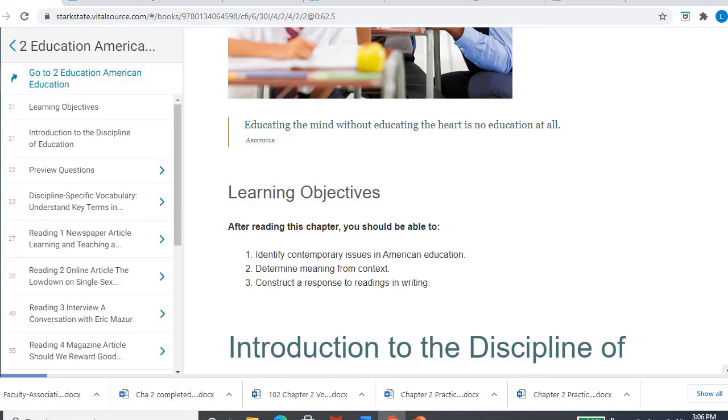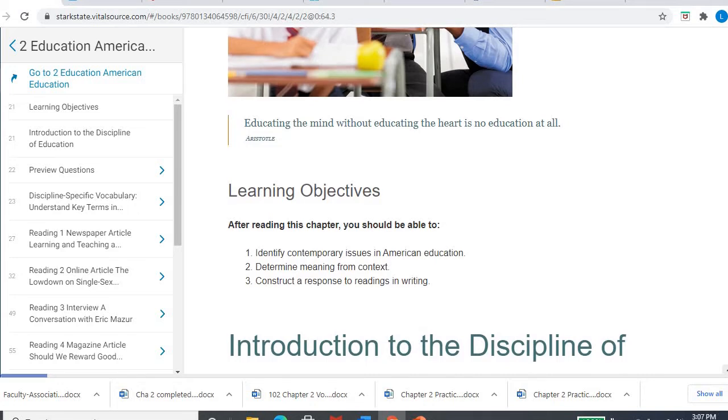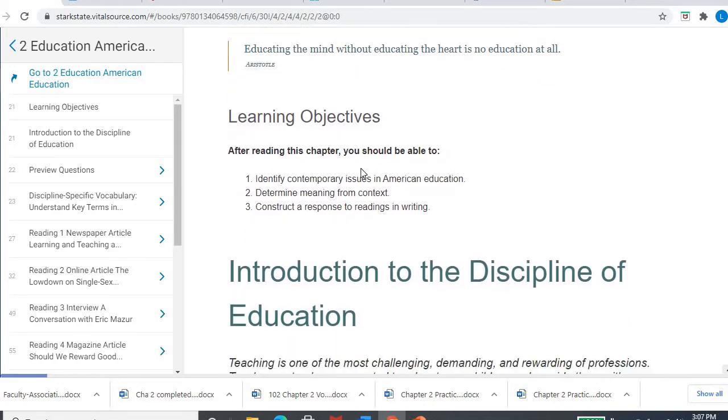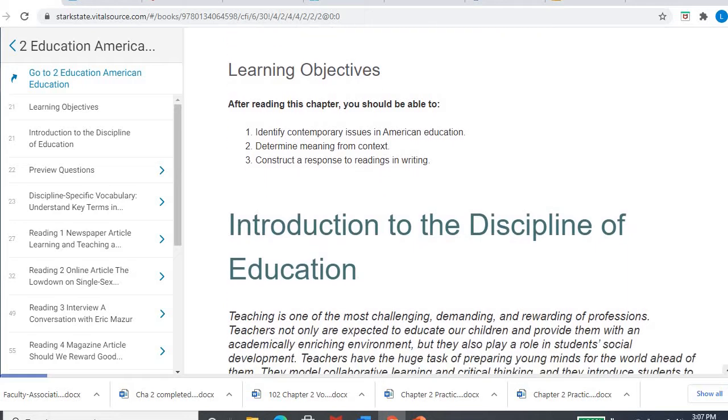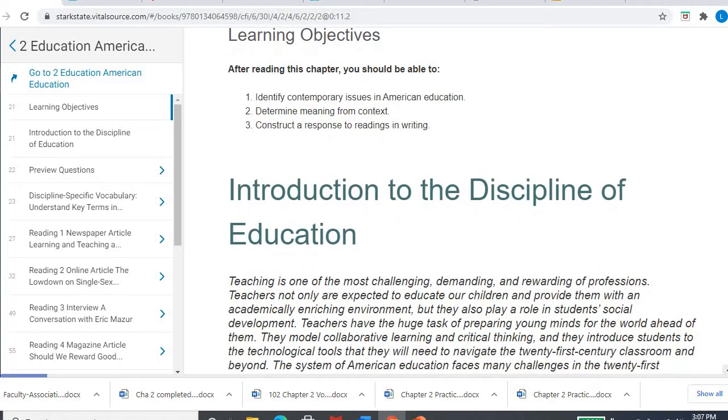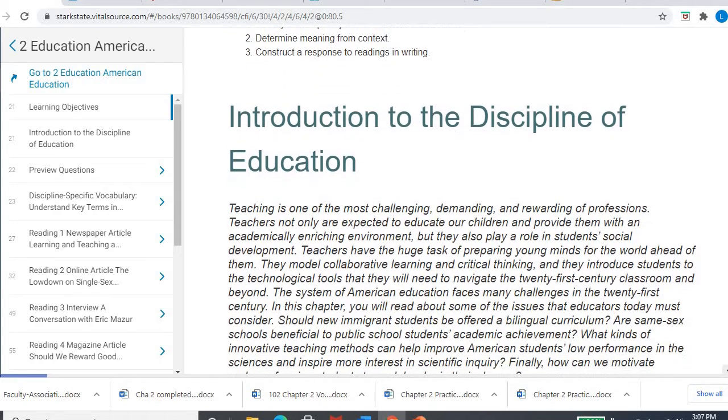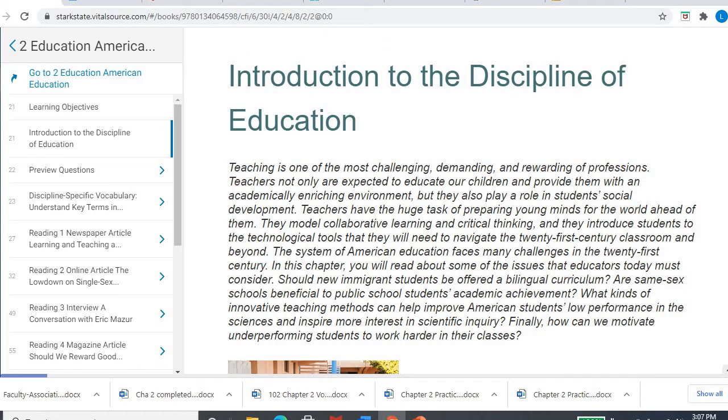American education in particular is what this is over, and you can see the learning objectives have to do with issues in American education, and the reading skill is determining meaning from context. What I would recommend is that when you have your textbook pulled up, read the introduction to the discipline of education. It's a nice intro to what you're going to be reading about throughout this chapter. Remember, every chapter is juxtaposed. We have a reading skill and we have a content area.